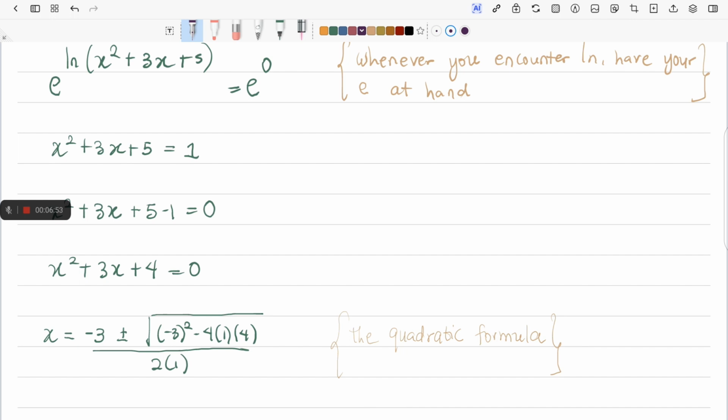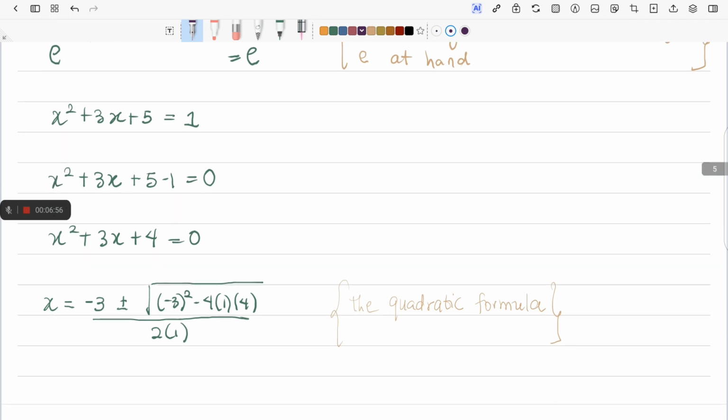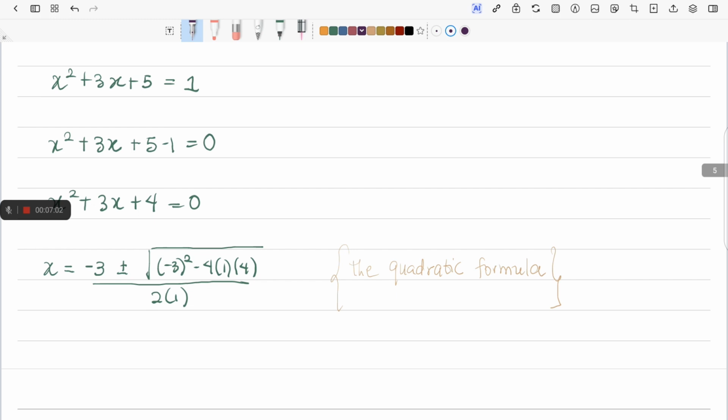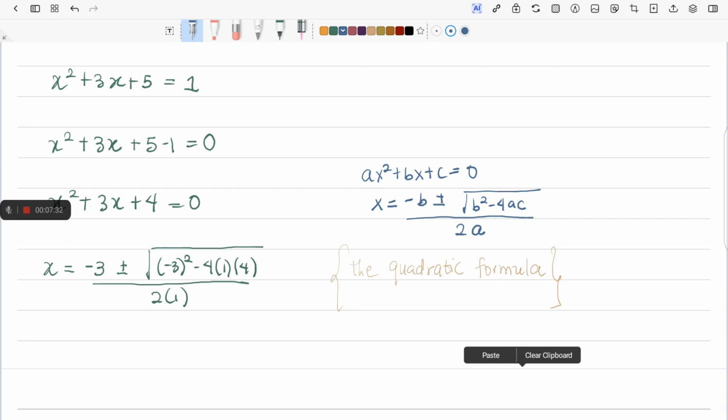And this we can solve using the quadratic formula, which I will write at the end of this video in case you don't know it. But it's something like, if you have an equation ax squared plus bx plus c equals 0, the quadratic formula says you can find the roots of the expression on the left by solving for x with this formula. So x is equal to minus b plus or minus square root of b squared minus 4ac, all over 2a. So this is what I do.